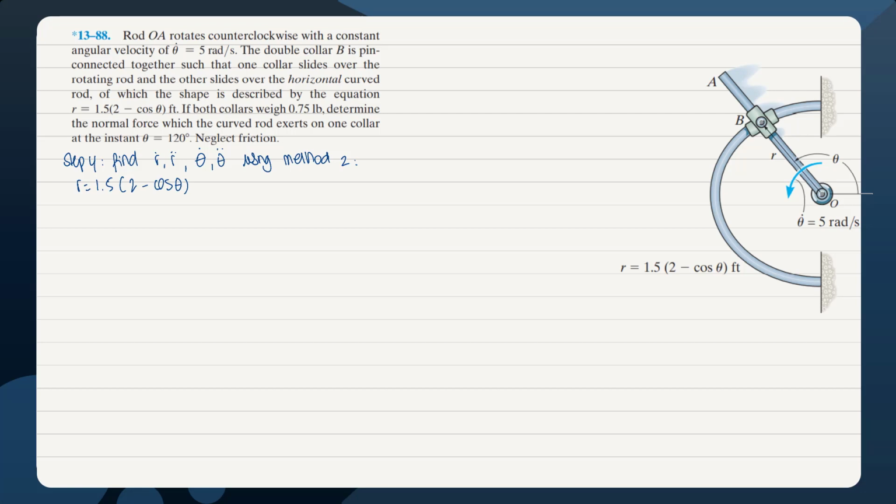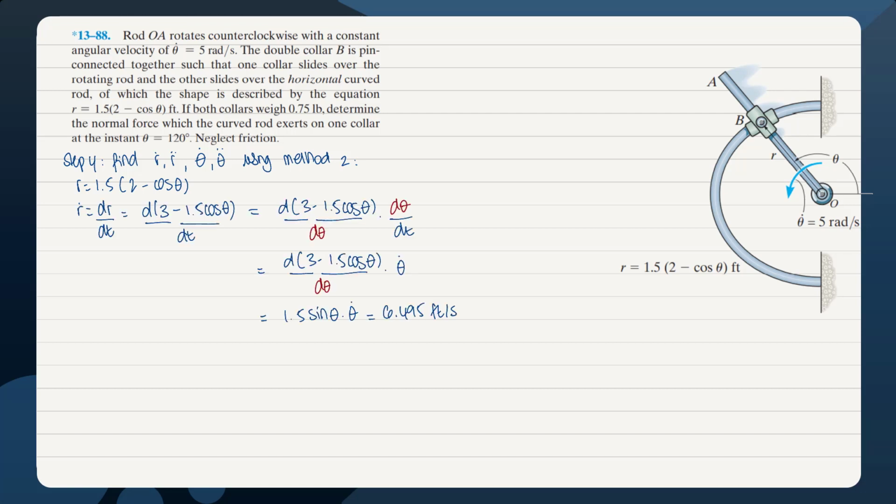r is equal to 1.5 times 2 minus cosine theta. In order to get r dot, which is equal to dr over dt, we need to take the derivative of that expression with respect to time. Now notice the expression is in terms of theta and we're taking the derivative with respect to time. So we obviously need to make use of the chain rule. And so applying the chain rule, one has the derivative of the expression with respect to theta times d theta over dt. Again, you can notice that we've added d theta in the numerator and the denominator.